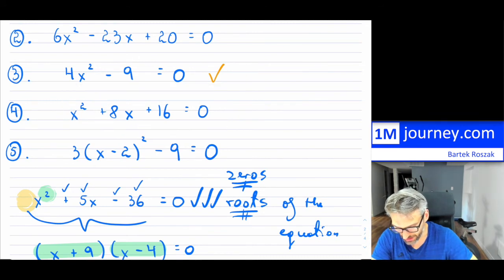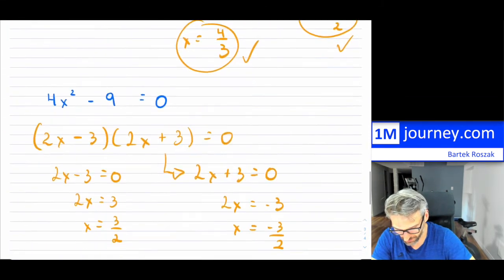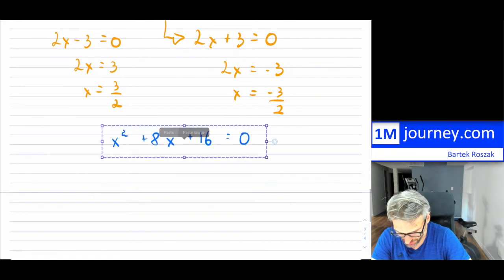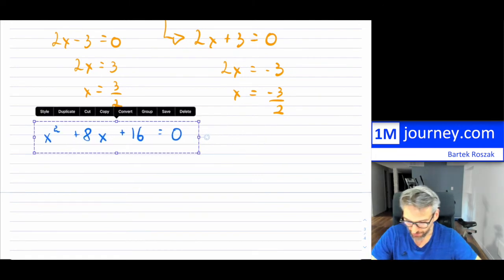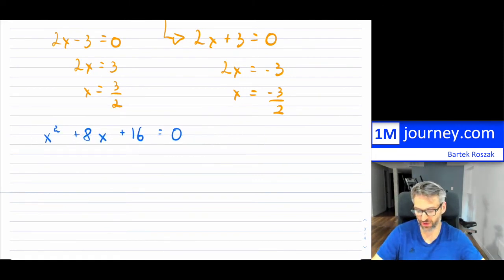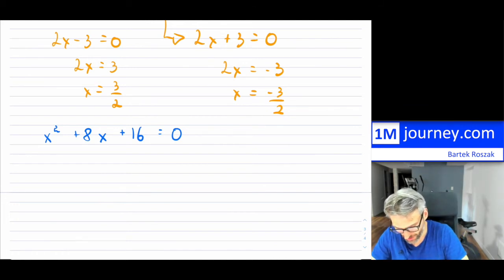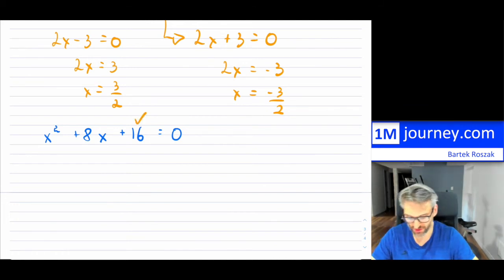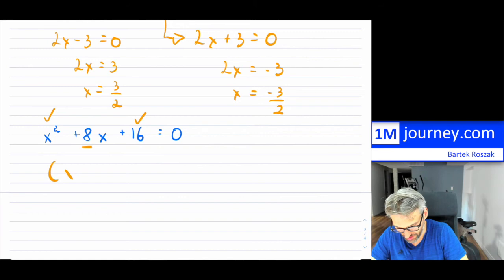So here is another one. Let me copy this, and let's see what challenge this brings. For this one, you have x squared plus 8x plus 16. Can we factor this? Oh, this is actually a perfect square because you have 16. The square root of 16 is 4, and notice 4 plus 4 is 8. So this is actually just a perfect square. That's kind of nice.